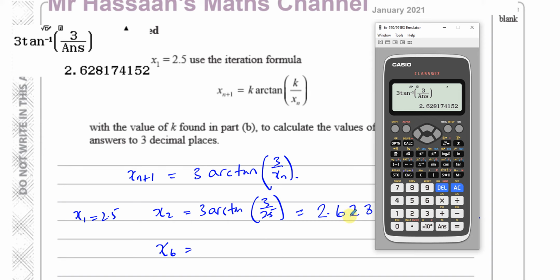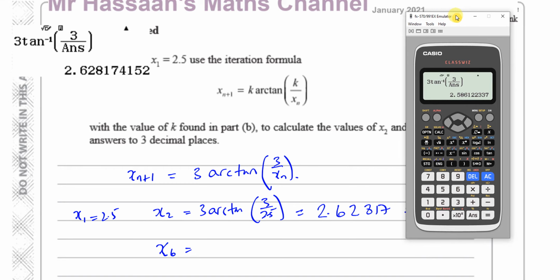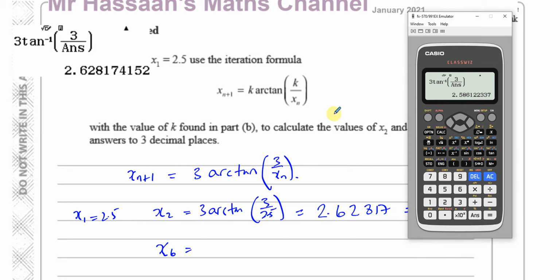I have to keep putting this back into there until I get to what I want to get to. So I want to get to x6. Right now, that's x2. If I press it again, one more time, that's x3. One more time, x4. One more time, x5. One more time, x6. So x6 is equal to 2.586.